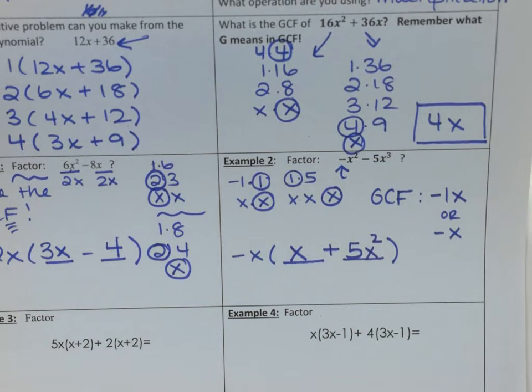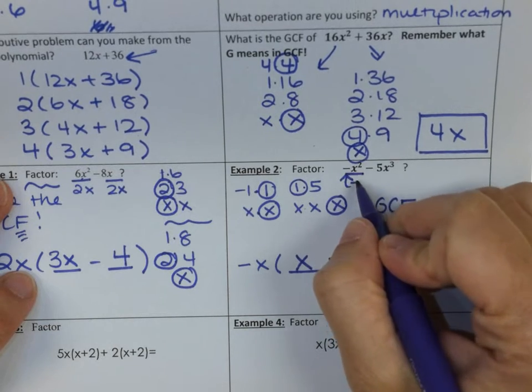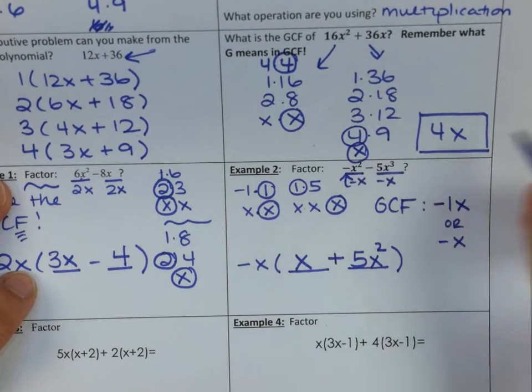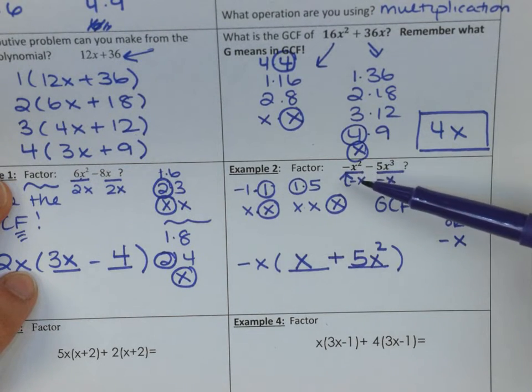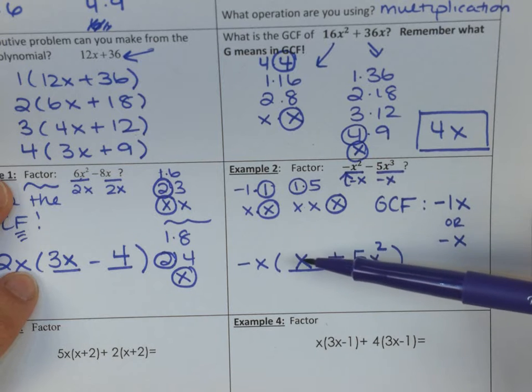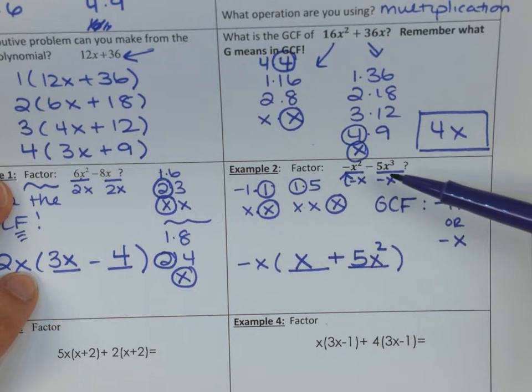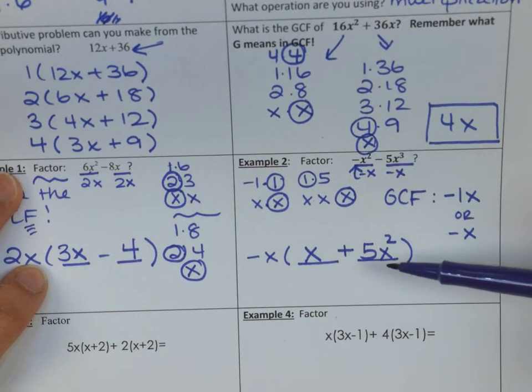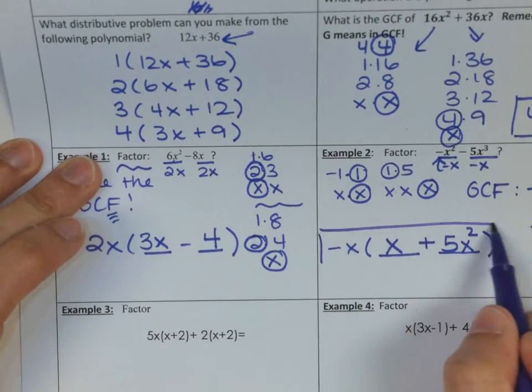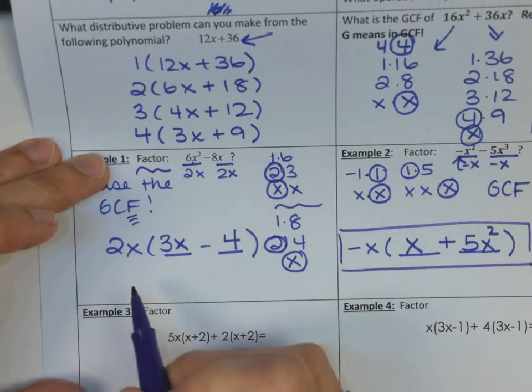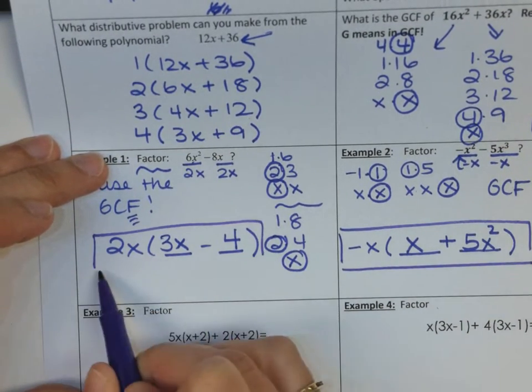If you're having problems doing that in your head, you can divide by negative x, and you can see that negative x squared divided by negative x will leave you with 1x. Negative and negative make a positive, which is where I got this plus sign, and then 5x cubed divided by x is going to be 5 and then 2 x's left. So this is the distribution problem that you would have to get the original problem.